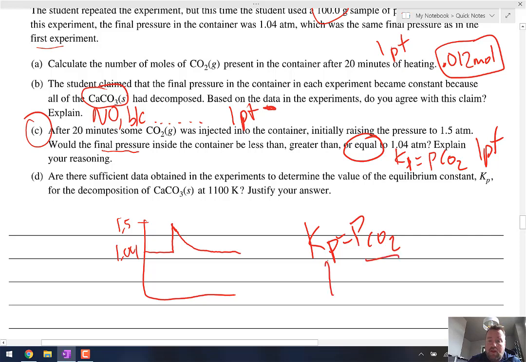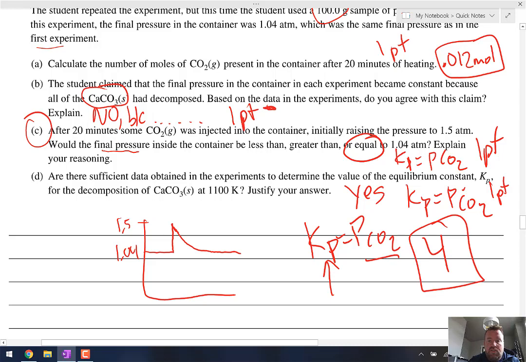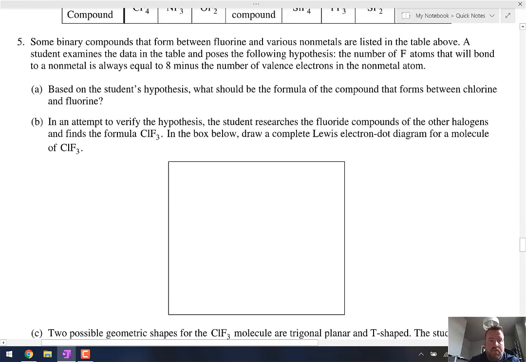If we know that, then we know the Kp value. So, is there enough data? Yes, there is. And justify your answer because Kp equals the pressure of CO2, and we know the pressure of CO2, so we can find that value. Okay, so 1 point there. That is a 4-point response. Give yourself a score out of 4.